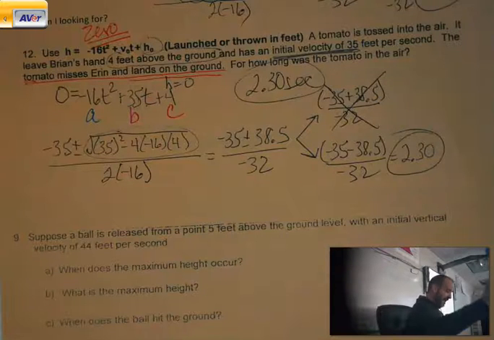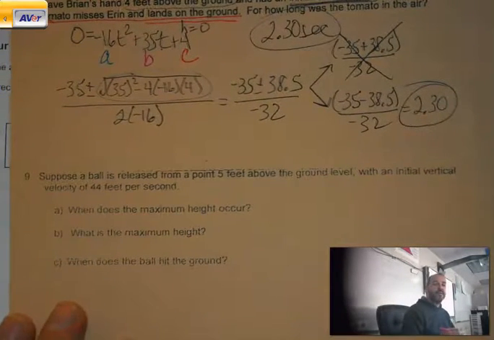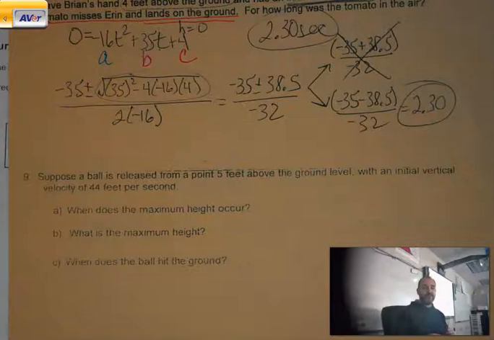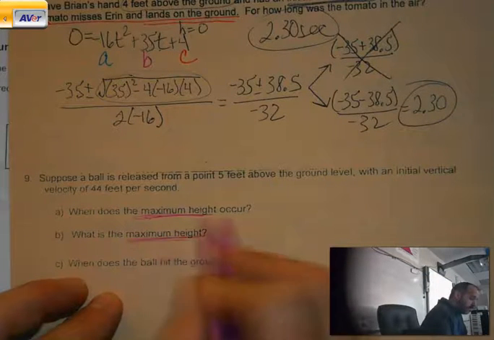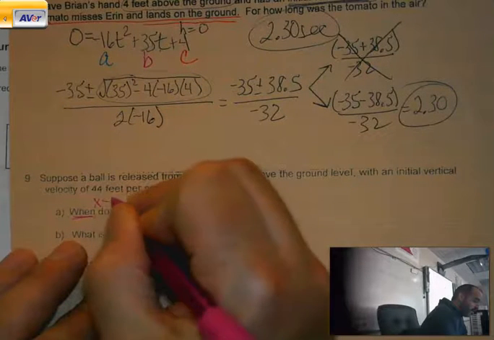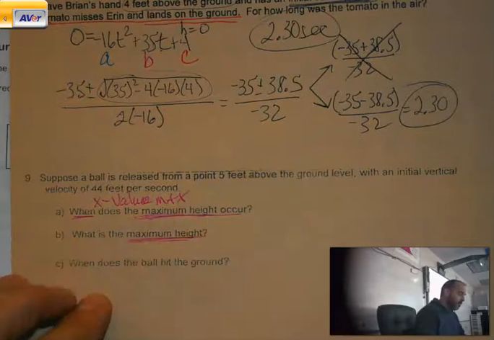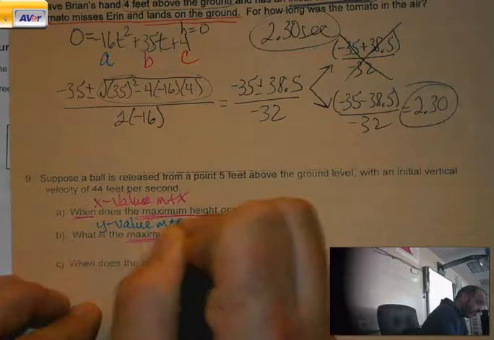You double check that. I got one last thing we're going to check here. Last one. I appreciate your patience, and I'm hoping you're starting to see you can do this. Suppose a ball is released from a point 5 feet above ground level with an initial vertical velocity of 44 feet per second. When does the maximum height occur? The x value of the max. What is the maximum height? The y value of the max.